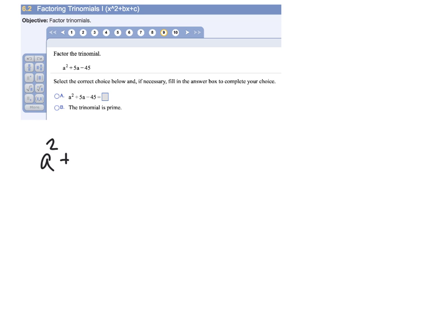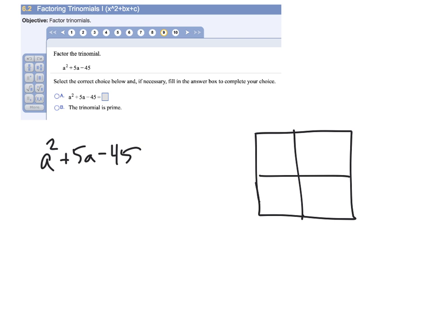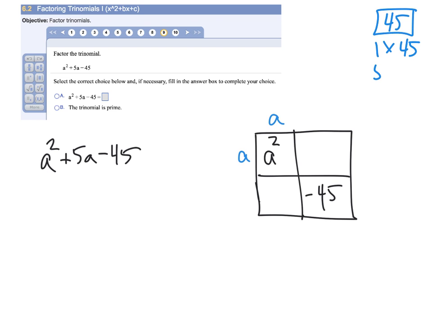So you've got a squared plus 5a minus 45. And we're going to go over here. And we know that a squared goes here, and the negative 45 goes here. Every single time, that automatically means a and a goes right there. And then we're going to think about this 45, but we're going to ignore the sign for a second. We're just going to think about plain old numbers. Well, what do we got? We got 1 times 45. We've got 5 times 9. And those are the only combinations that equal 45, right? No other combination equals 45.